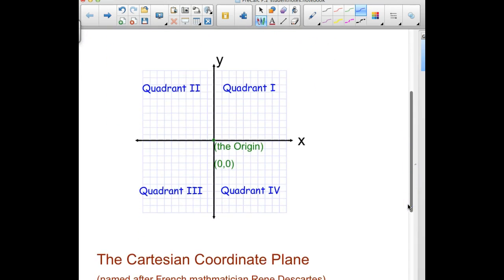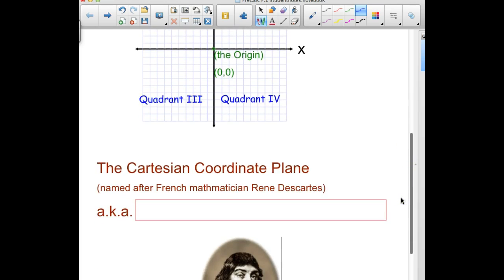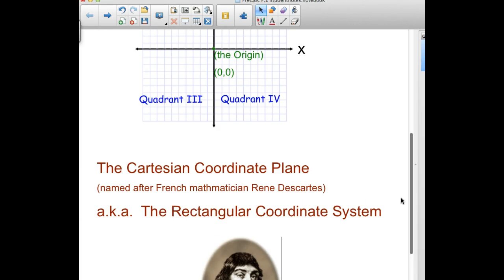Just a quick overview of the coordinate plane. We start in this upper right-hand side with quadrant 1, and we work our way around quadrant 2, 3, and 4. Our center here is called the origin with coordinates 0, 0. This is the Cartesian coordinate plane, named after the French mathematician René Descartes. It is also called the rectangular coordinate system.